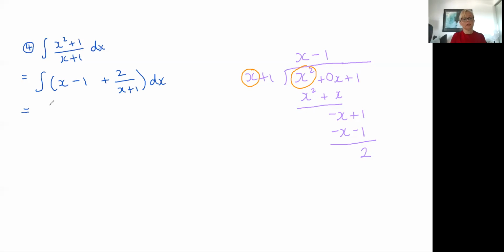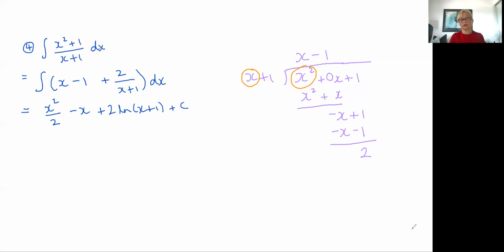All right, increase the index by 1 and divide by the new index. Increase the index by 1 and divide by the new index. This one, we've got next to the 1 in the bottom, haven't we? So if the denominator is a linear function, we're going to just get 2 times natural log of that. The derivative of x plus 1 is just 1, so when we divide by that, we're all good anyway.